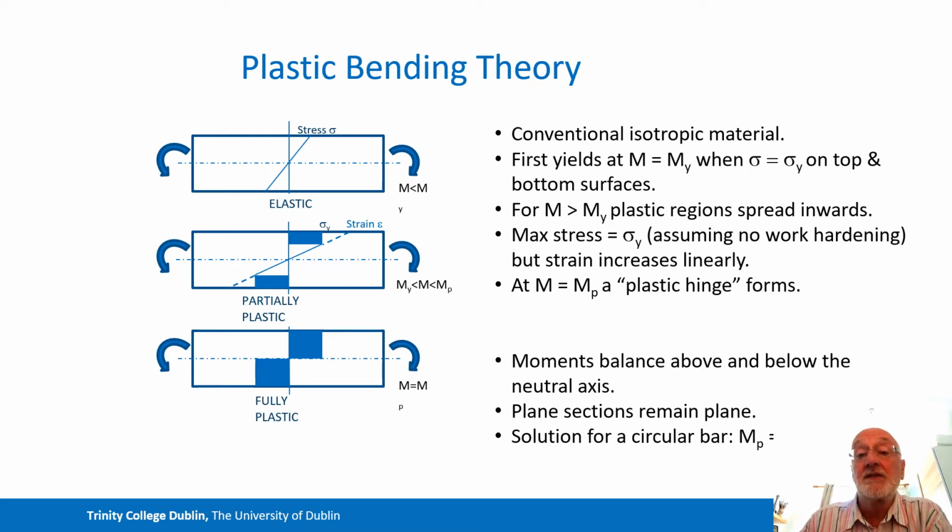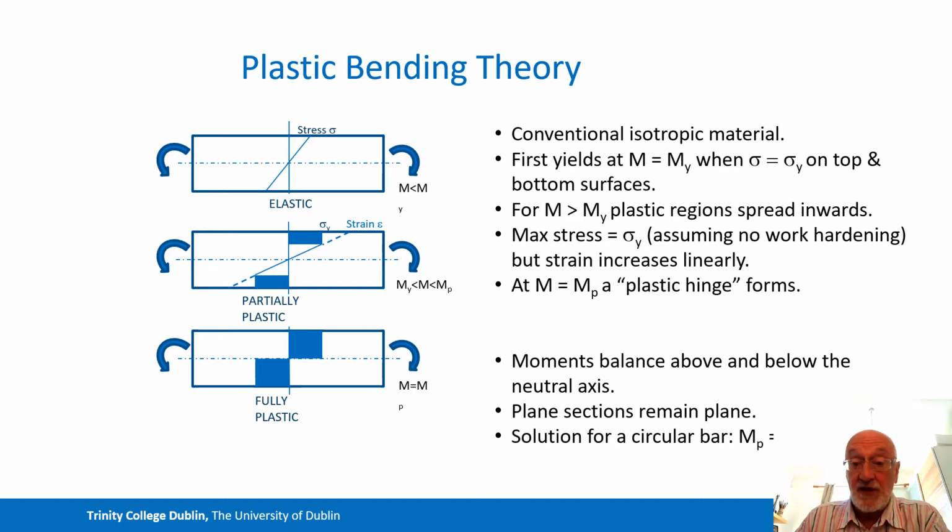And that basically goes like this. If you've got a conventional isotropic material, then of course in bending, the stress and the strain are just linearly distributed through the beam. And so it will yield at some bending moment M, which we'll call M_y, when the stress sigma_y at the top and bottom surfaces happens. And at that point it's still linear, right? If you continue to load for any larger bending moments, then you'll get plasticity, and you'll get plastic regions at the top and bottom of the beam, those blue areas, and they will gradually spread into the middle.